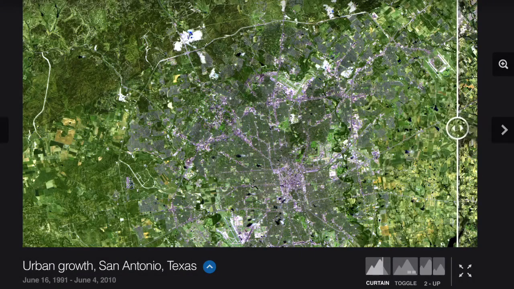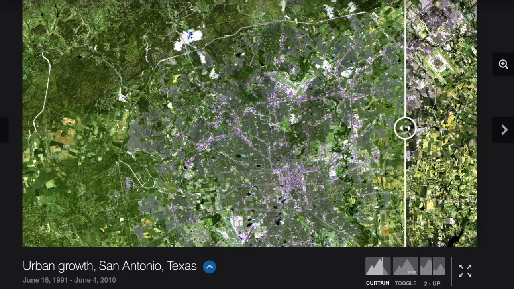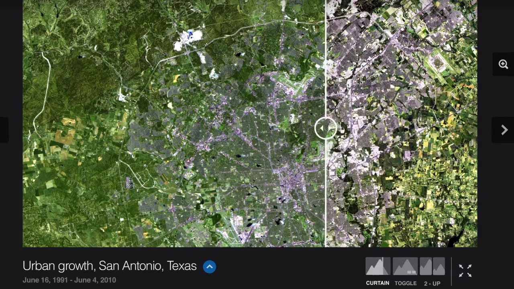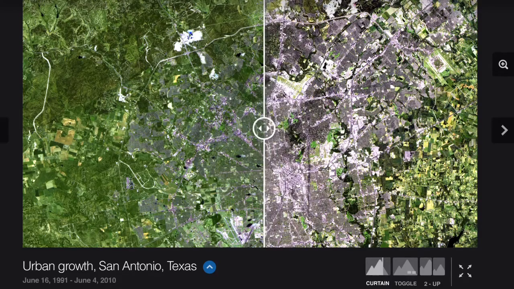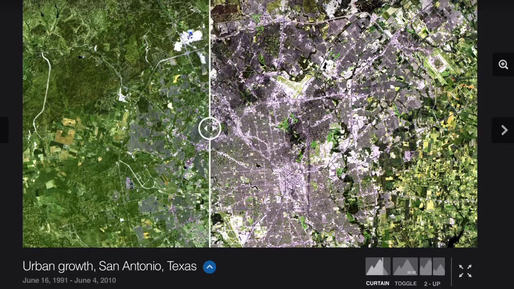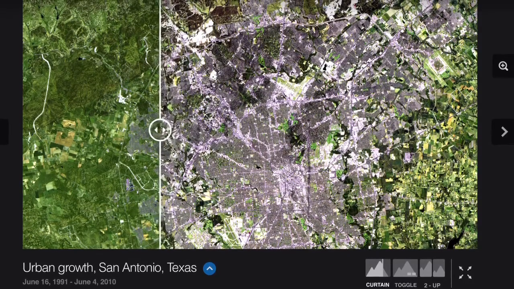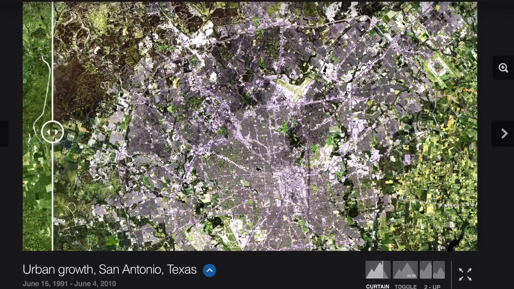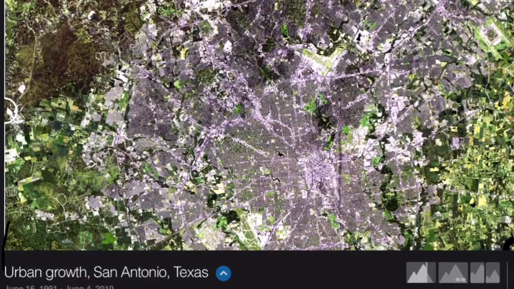Finally is San Antonio in Texas, which is actually the biggest change of the images I've shown. As you can see, it's just so many more buildings and many new roads just appear all over this area to really accommodate the rising population.